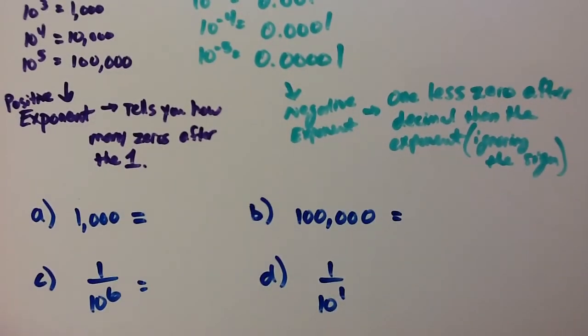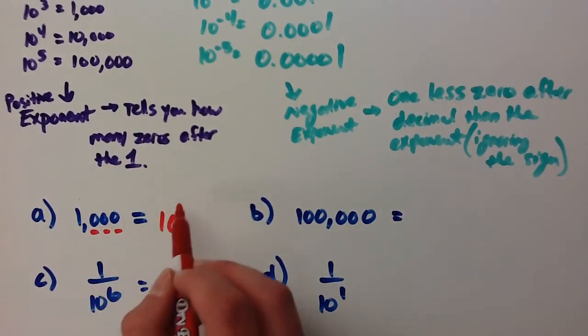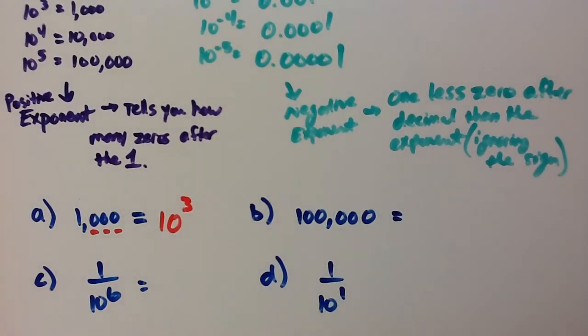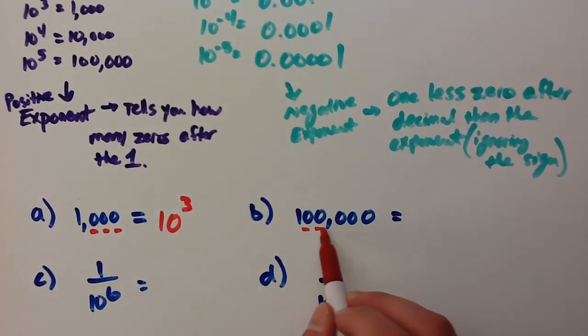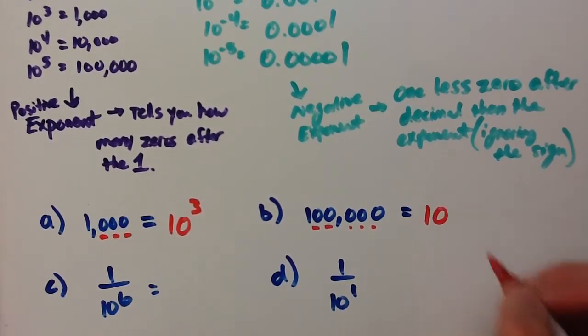Let's look at a few examples here. So we want to write these numbers in scientific notation. So this number is 1,000. So how many zeros do you see after the 1? I see 1, 2, 3. So I could say my base number is 10 to the third power. 10 to the third power would be equal to this number, 1,000. What about example B? We have 1, 2, 3, 4, 5 zeros after the 1. So I could say I have my base number 10, exponent 5. 10 to the fifth power would be this number, 100,000.